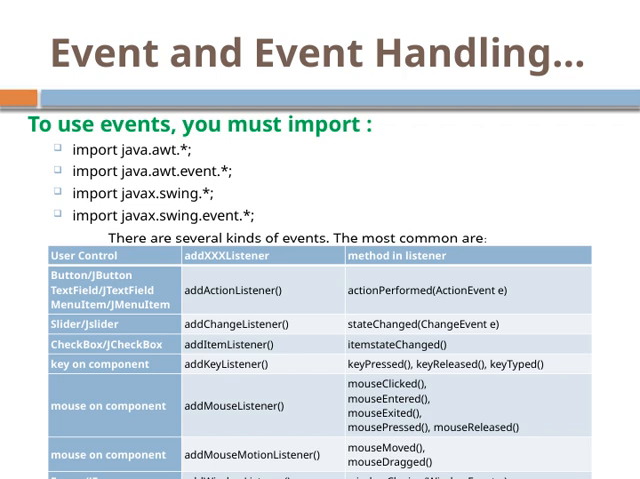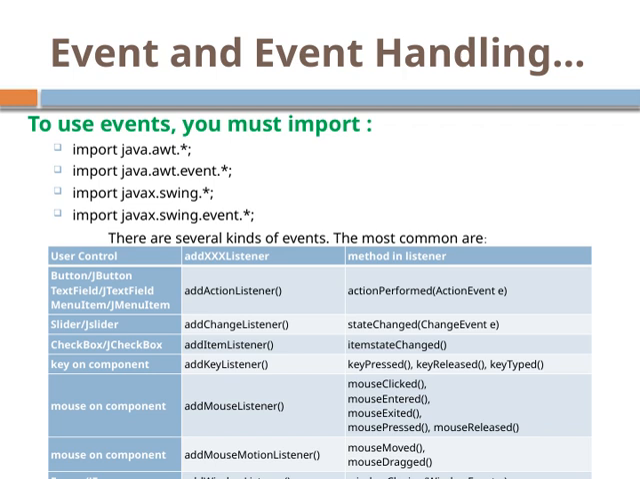For example, with buttons or menu items, you typically add an action listener using the addActionListener method, and then implement the actionPerformed method to define what happens when the user activates the control. Similarly, sliders use addChangeListener with the stateChanged method to detect changes in their position. Checkboxes, on the other hand, use addItemListener with itemStateChanged to respond when their state changes.